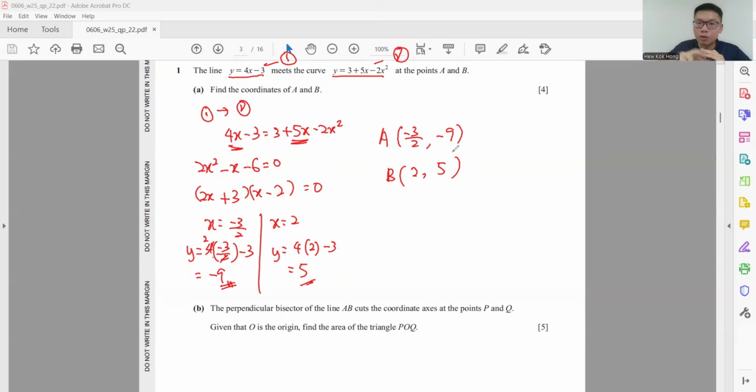You can swap the positions of A and B also, because they do not emphasize which one is on the left or right. So both also can, as long as you have these two coordinates.